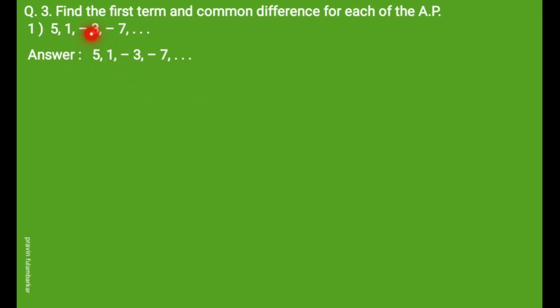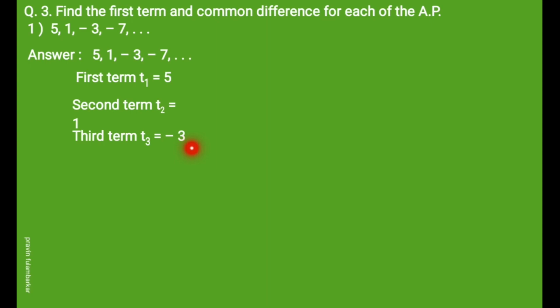So first we write here T1, T2, T3, T4. First term T1 equals 5. Second term T2 equals 1. Third term T3 equals minus 3 and fourth term minus 7. We need only 3 terms because we have to find the first term and common difference. So we write up to 3 terms only. Using the formula Tn plus 1 equals Tn plus D, from this we can find the value of D. So we write D equals Tn plus 1 minus Tn.